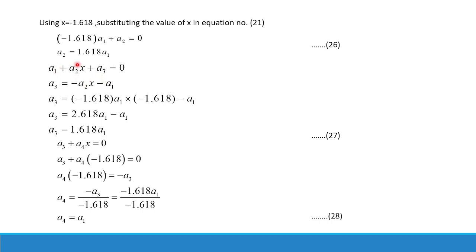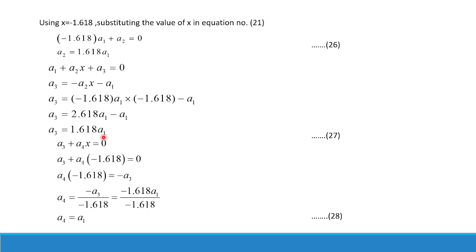Since we know that A2 is equal to 1.618 A1, we substitute the value of A2 as well as x in this equation. So A3 is equal to minus A2x minus A1, where A2 is 1.618 A1 multiplied by x, that is minus 1.618. So it comes out to be 2.618 A1 minus A1, and if we subtract, then A3 is equal to 1.618 A1.